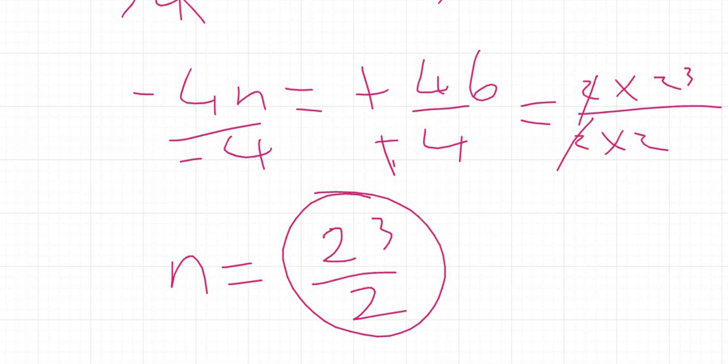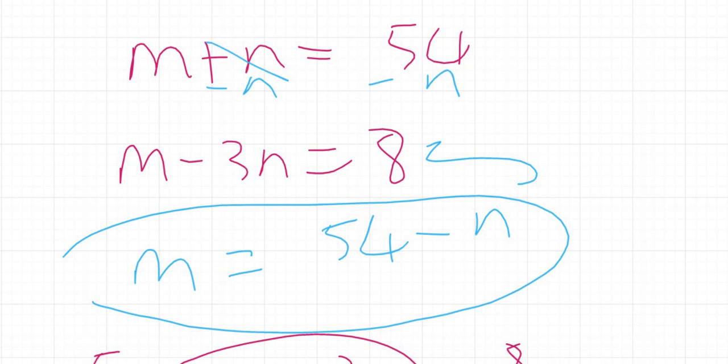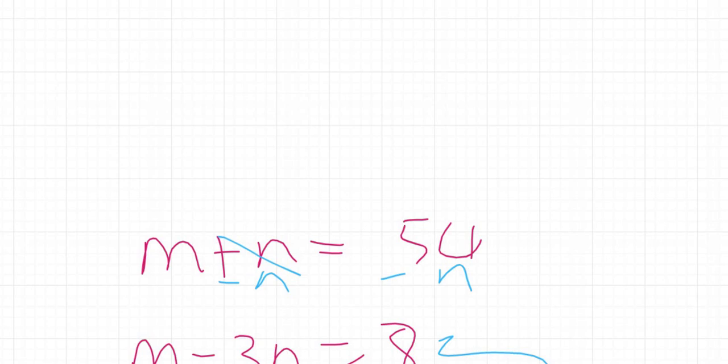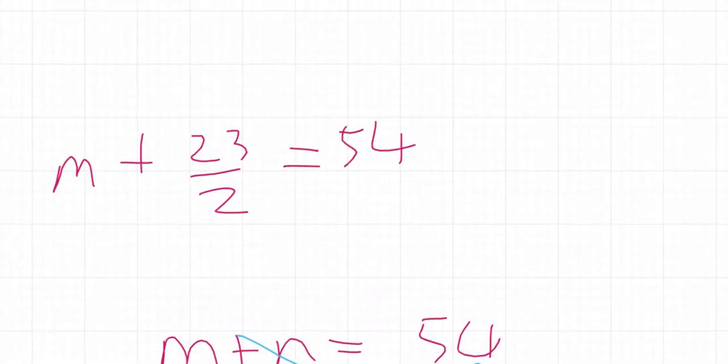So let us continue. We're going to plug this value into any one of these equations to find the value of m. I'm going to use equation 1 just to see; it doesn't matter which equation I use. So I'm going to plug it into equation 1. Anywhere we see n, we're going to put 23 over 2. So m plus 23 over 2 is equal to 54. I want to make m the subject by subtracting 23 over 2 from both sides.